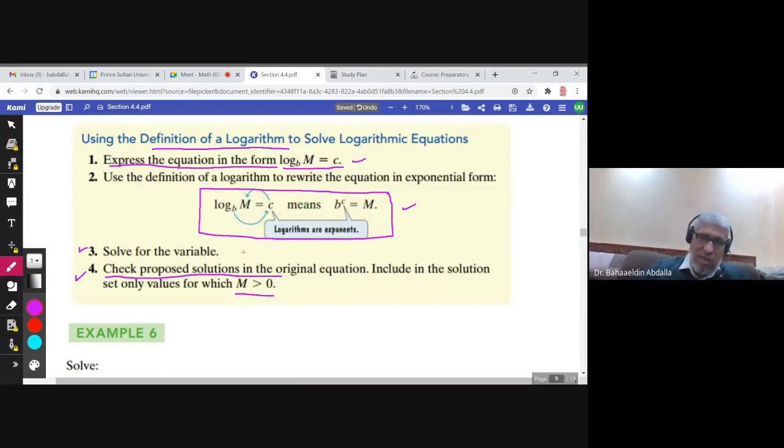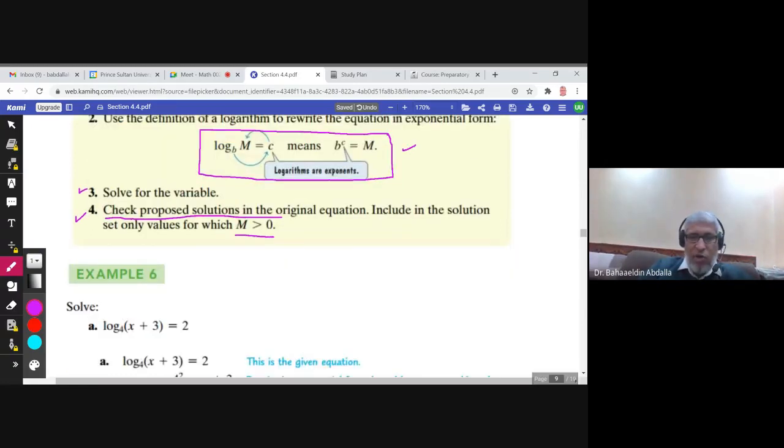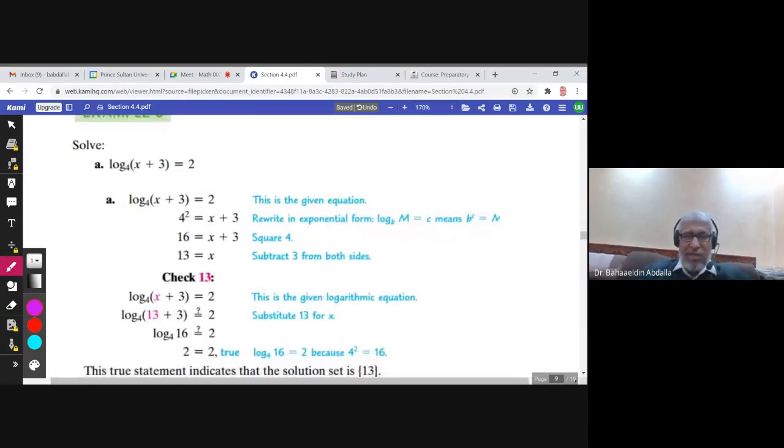Okay, so let us, bismillah, take one of the examples. This is a logarithmic equation written in the form log m to the base b equals c. So immediately we change it to this form. So we will have x plus 3 equals 4 to the power 2. Finished. This is a linear equation. You solve it and you find the value of x. This is 16. You take 3 to the other side. So x is 13. Now the answer is 13.